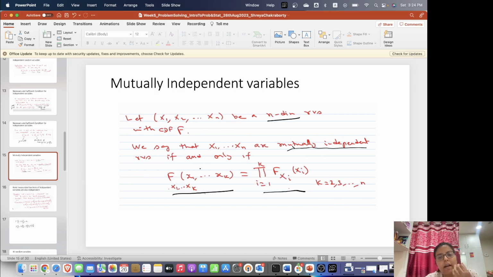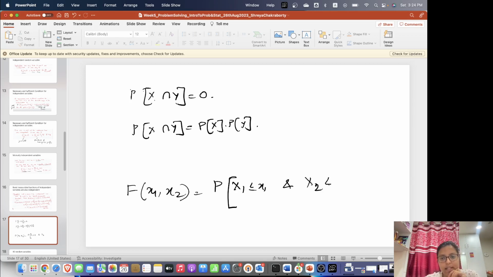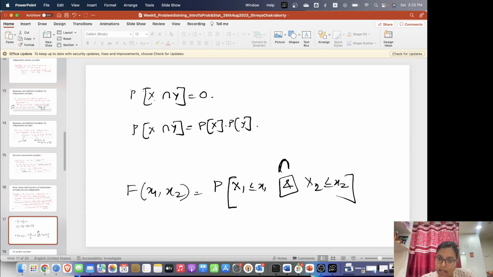This is the criteria for independence. So when we write this, let's say we write F(x1, x2), what we mean is the probability that X1 is less than or equal to x1 and X2 is less than or equal to x2. So this 'and' is essentially an intersection. Okay, so this condition you have written for mutually... This one I have written for mutually independent. Independent, not mutually exclusive.